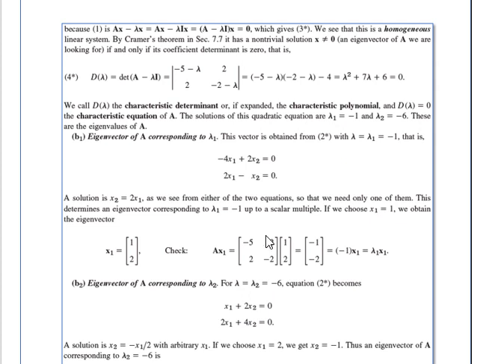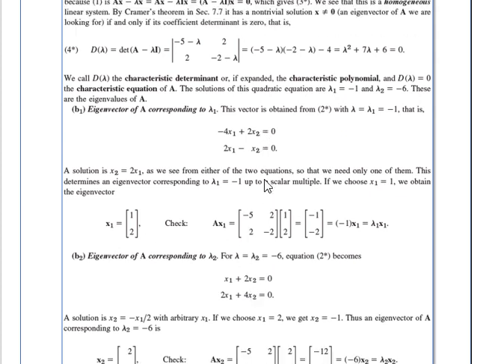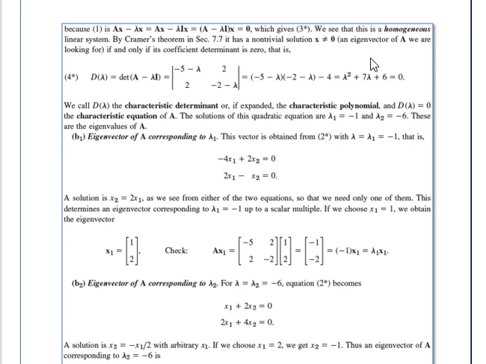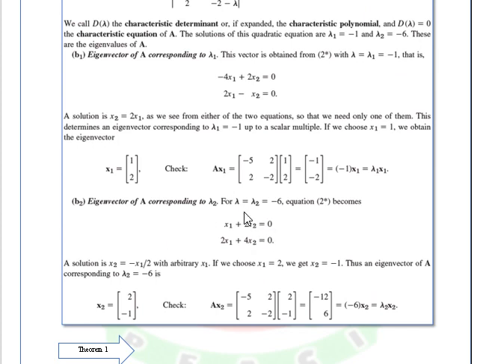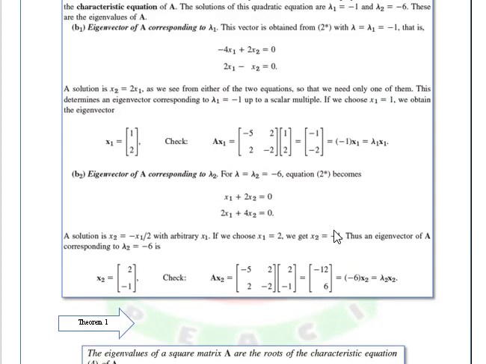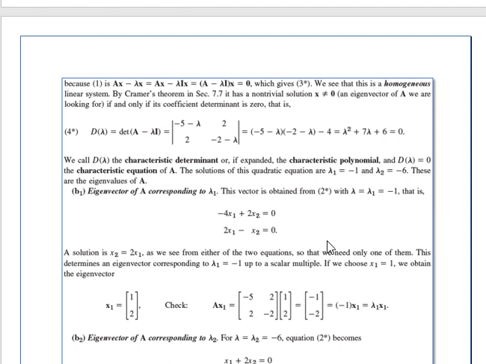Then after that, the same goes for the other value of lambda, which is lambda equals negative 6 here. You can just substitute the value of lambda, and then you can find the value of x1 and x2 here, which gives us the vector x2 here. So that's how to find the values of eigenvalues and eigenvectors.